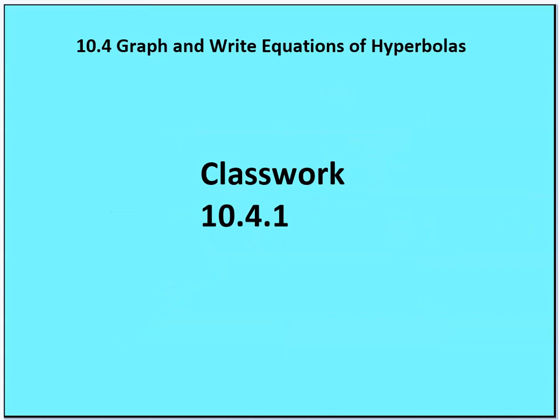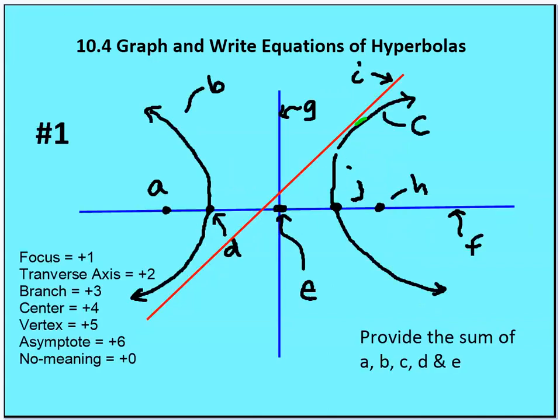All right, so here's your first classwork. I've numbered each of the values for each of the components or parts of a hyperbola that we discussed. And so I want you to provide the sum for A, B, C, D, and E based on this diagram. I'm going to leave this up for another moment.